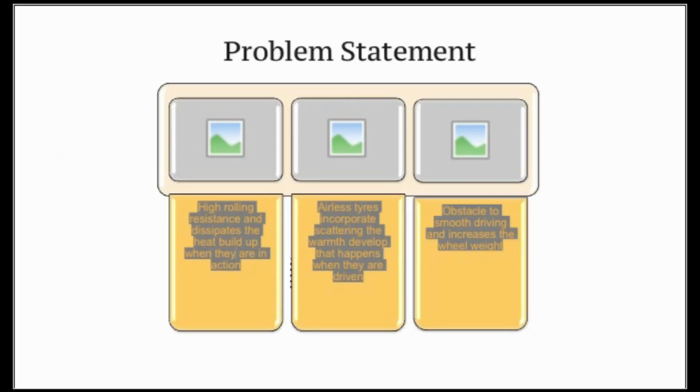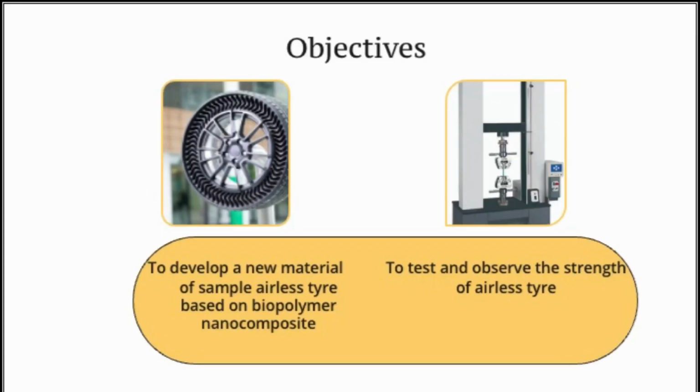Problem statement. Height rolling resistant and dissipate the head build up when they are in action. Airless tyre incorporate scattering the worm developed that happen when they are driven, obstacle to smooth driving, and increase the wheel weight. So this is my objective. First is to develop a new material of sample airless tyre based on biopolymer nanocomposite, and second is to test and observe the strength of airless tyre.